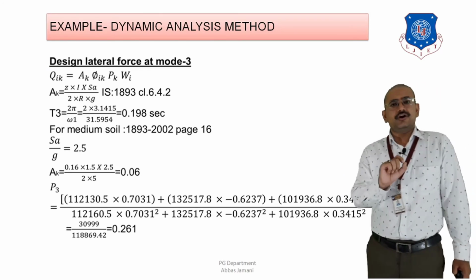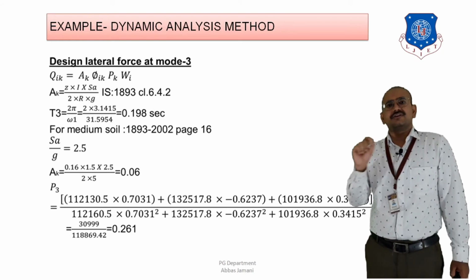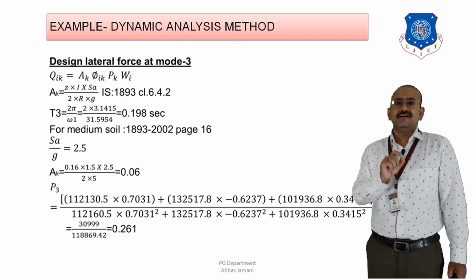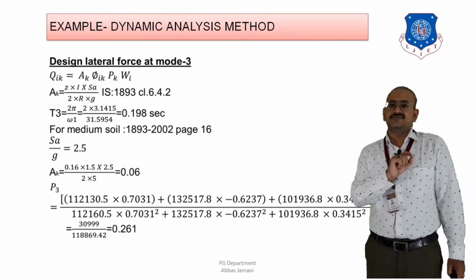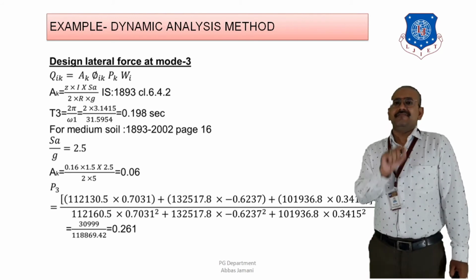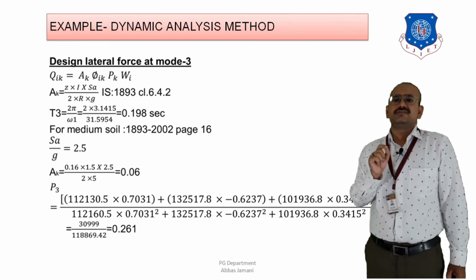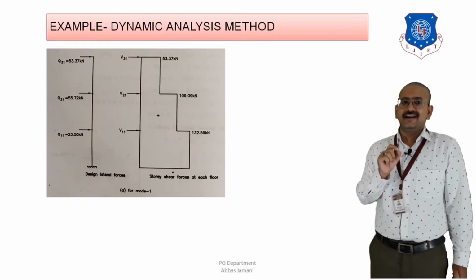So, if I want to establish the relation between the time period and the total amount of horizontal force that I can expect on the building, then I can say that whenever the time period is more, the amount of earthquake force transferred to the building is going to be less. And whenever the time period is less, then the amount of horizontal force that is likely to be transferred to the building is going to be more. Why is it going to be more?